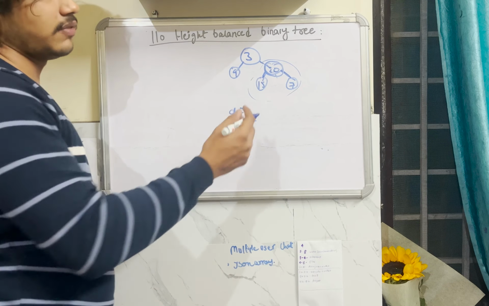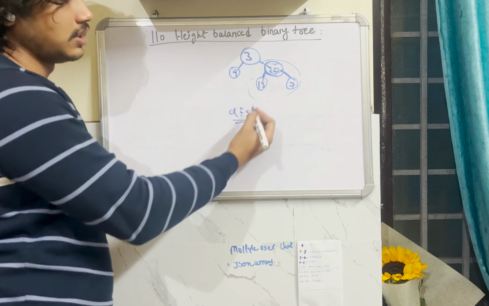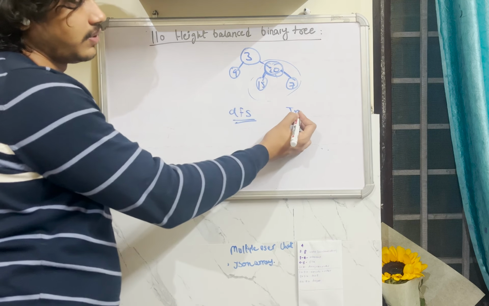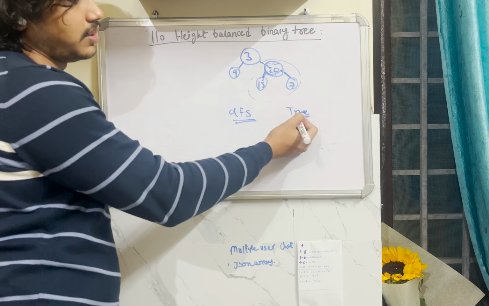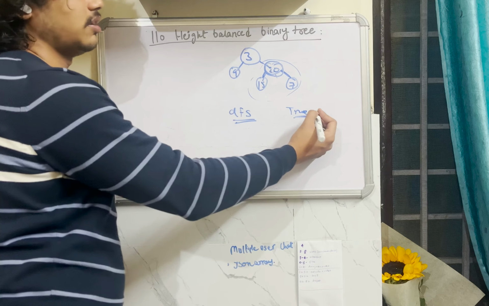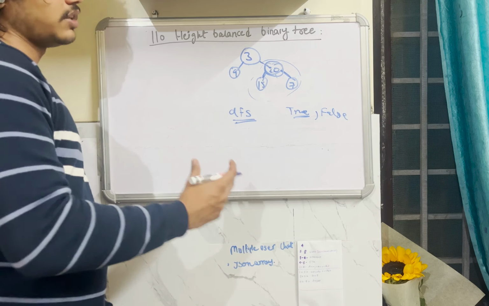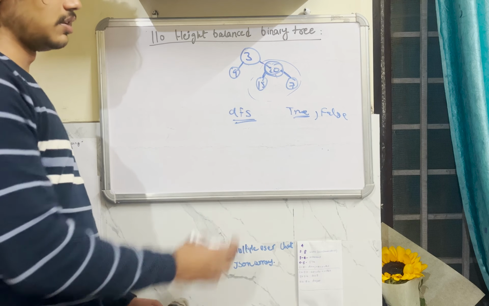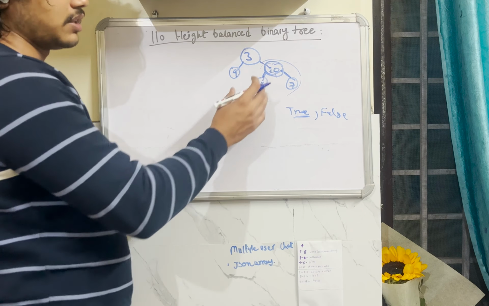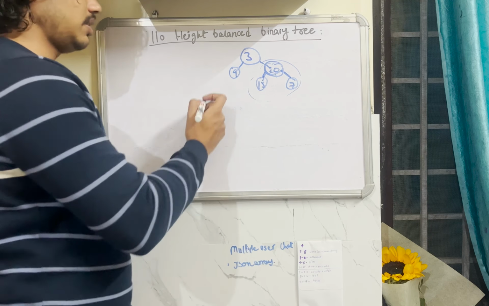At last, if this node is balanced, this is balanced, and all these nodes are balanced, you return true. If some node or some subtree is not balanced, you simply return false. It's pretty simple, but the thinking is in how you approach this problem. You thought DFS and you count the nodes, and it will be a pretty simple DFS traversal.